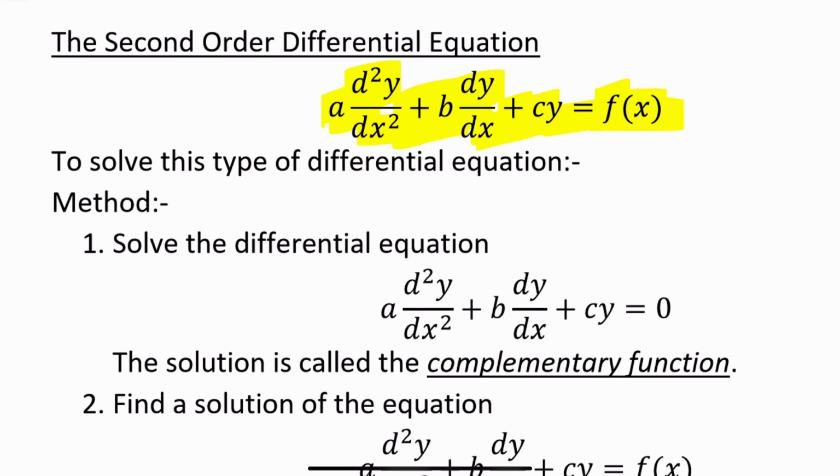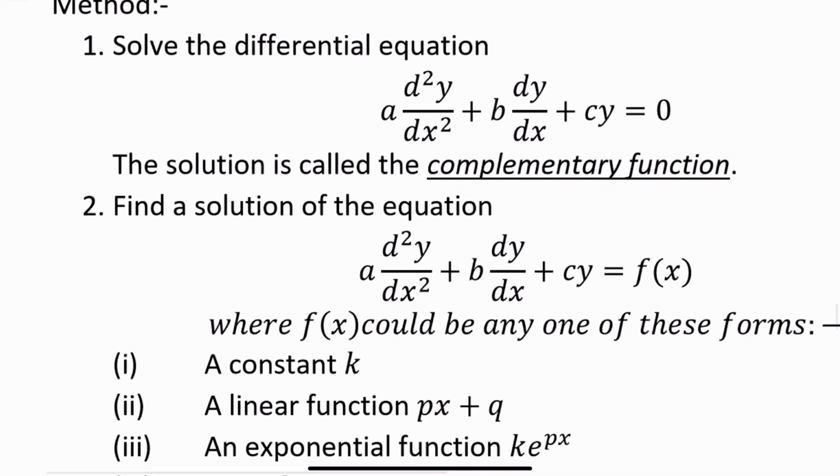The method for doing this is to first of all put the whole equation equal to 0, and then the solution of this is called the complementary function. Now if you watch the last 3 videos, we looked at basically how we find the complementary function. We call that the general solution of the equation a d2y by dx squared plus b dy by dx plus cy equals 0.